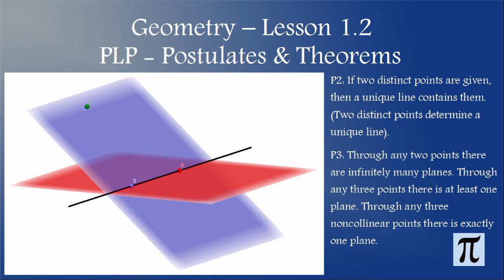Through any 3 points there's at least one plane. Through any 3 non-collinear points there's exactly one plane. So those 3 non-collinear points, all not on the same line, are A, B, and C that create exactly the one plane, the blue plane shown here.